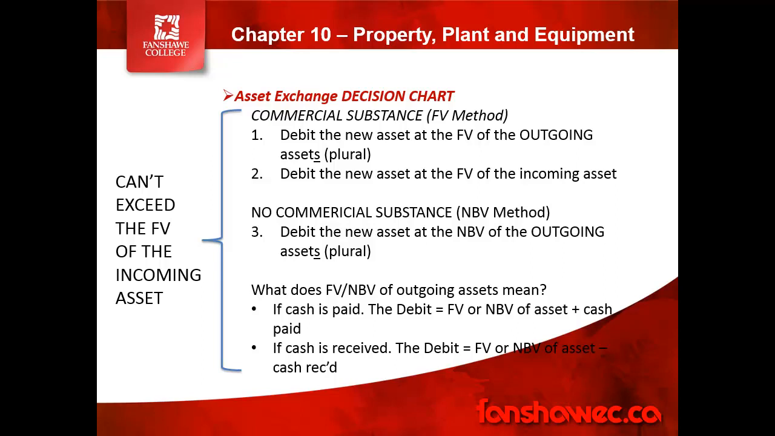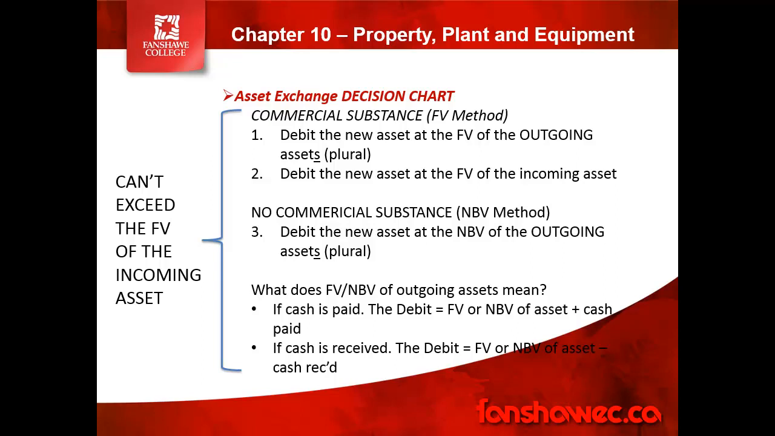Now, option number 3 is when there's no commercial substance. And we're going to use something called the net book value method. In the net book value method, we are going to debit that new asset at the net book value of the outgoing assets. Again, plural.